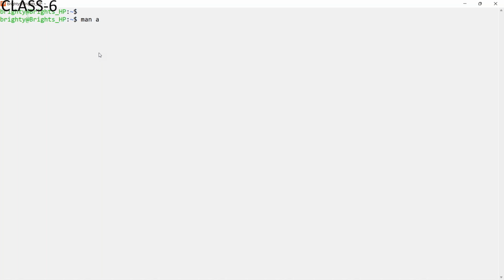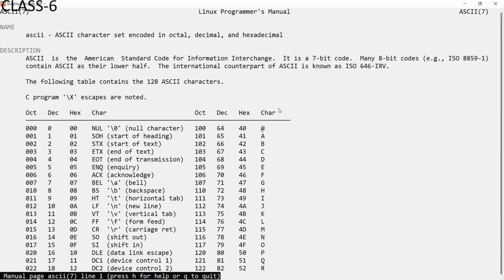If you are using Linux or Ubuntu, then you can go with the command man. The man command is to get the man page of anything. So here I'm just giving ASCII. It's taking so much time. Okay, so this is the ASCII table.